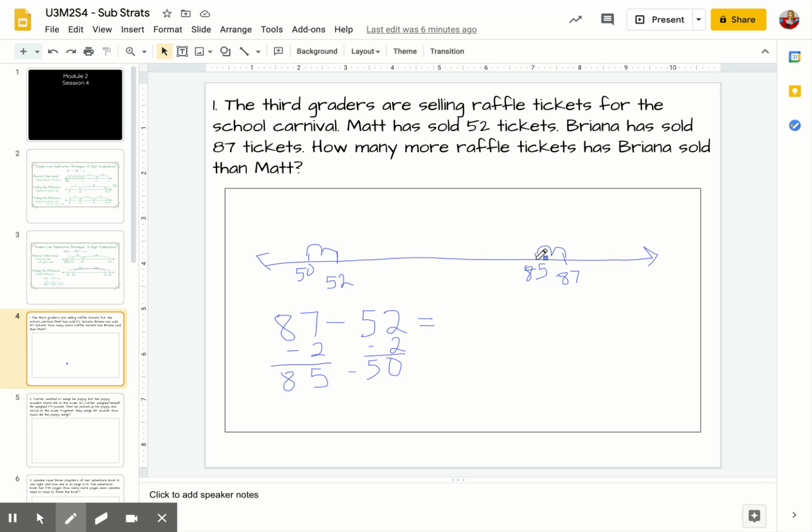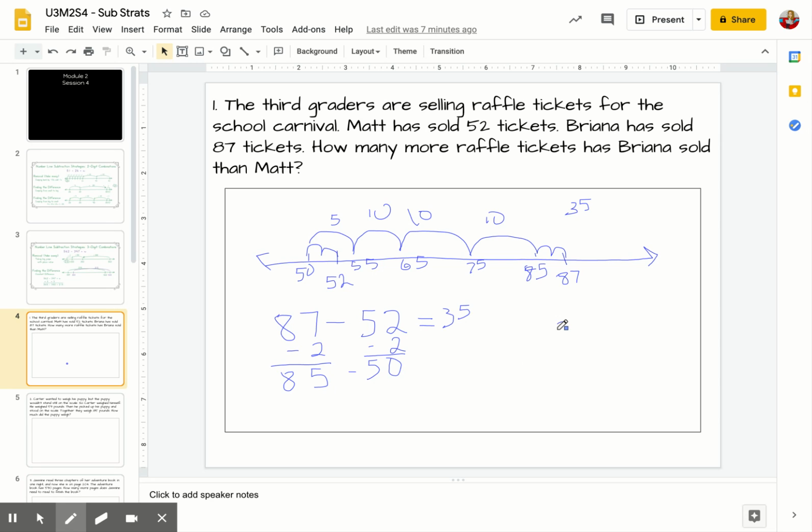85, I can take away 50, right? 85 minus 50, what's this gap here? 85, 75, 65, 55, that's 10, 10, 10, and then I hop another 5, and there I am, 50. So my total at the top here is 35.